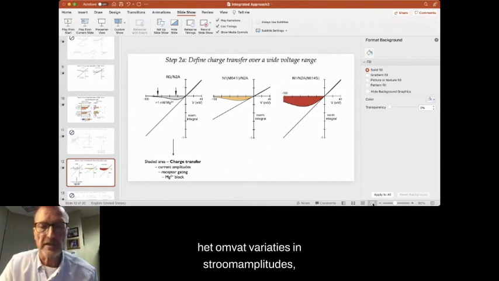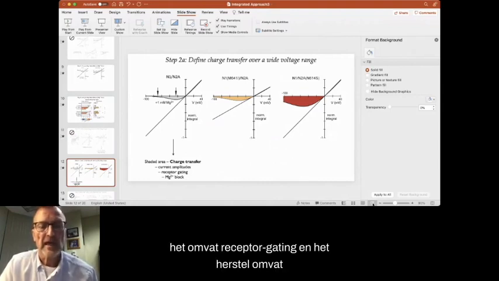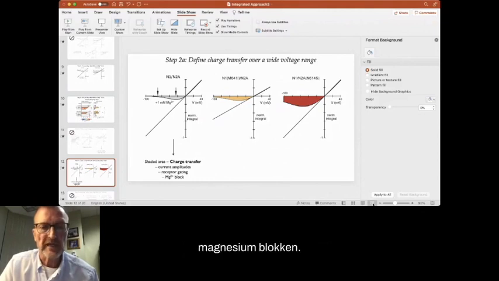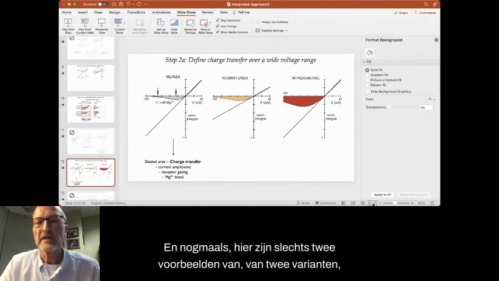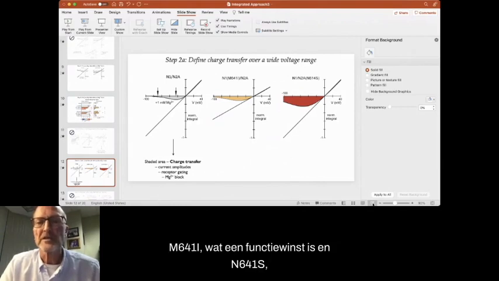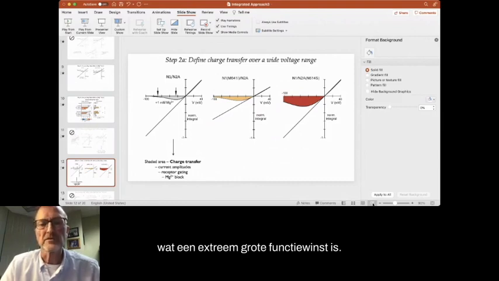Again, it encompasses variations in current amplitudes, it encompasses receptor gating, and it encompasses magnesium block. So again, we have this one term, charge transfer, that encompasses all these factors. And again, here are just two examples of two variants, M641I, which is a gain of function, and N641S, which is an extremely large gain of function.